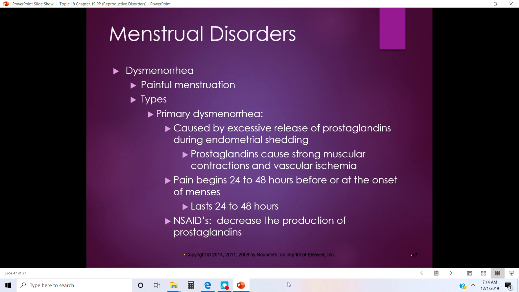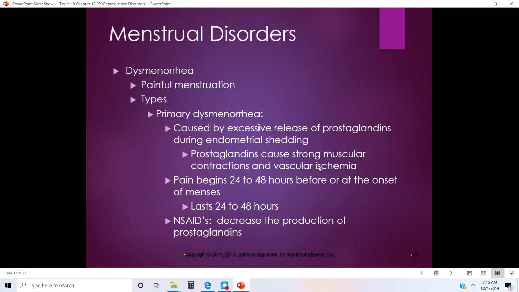So this is caused by excessive release of different chemicals we have in the body known as prostaglandins. These are chemicals that actually cause smooth muscle contraction. They're involved with clotting. They're involved with a lot of different pathways in the body. So here, when a woman has her menstruation and she has excessive prostaglandins being produced, this is going to cause dysmenorrhea, right?